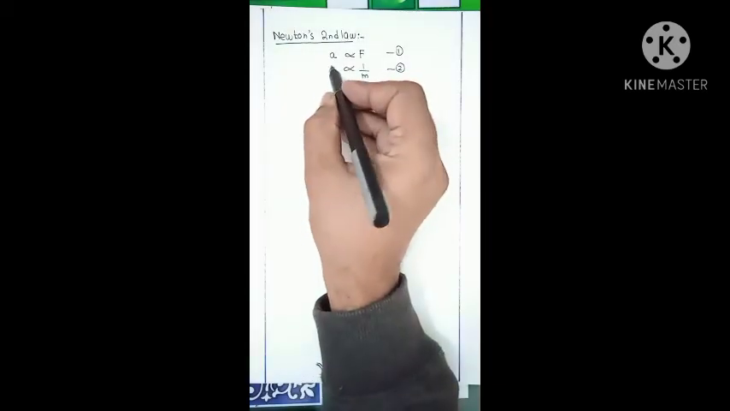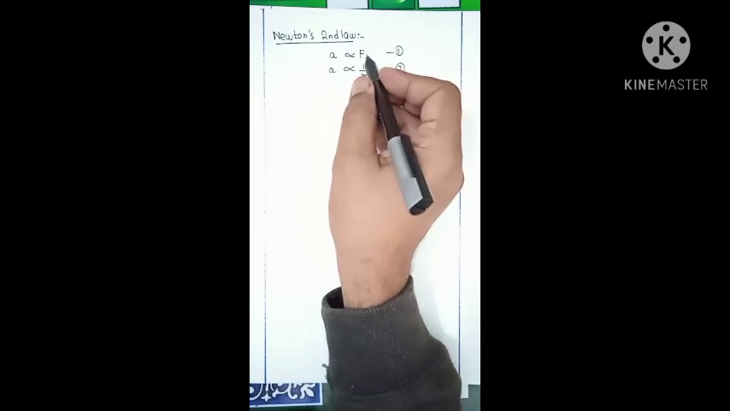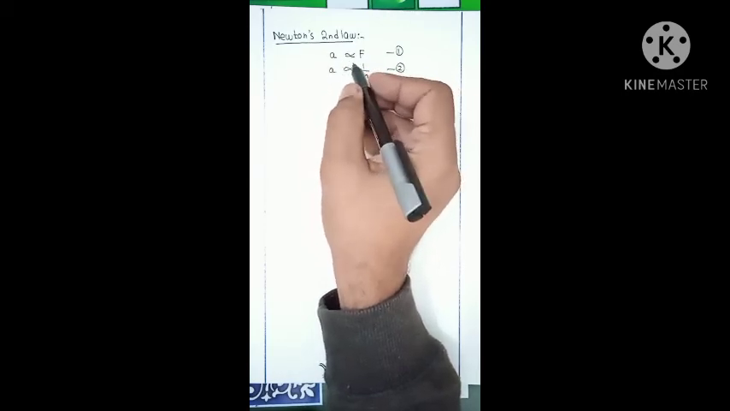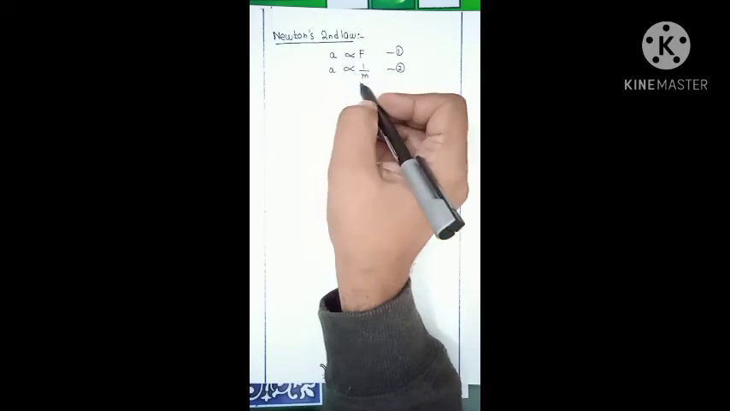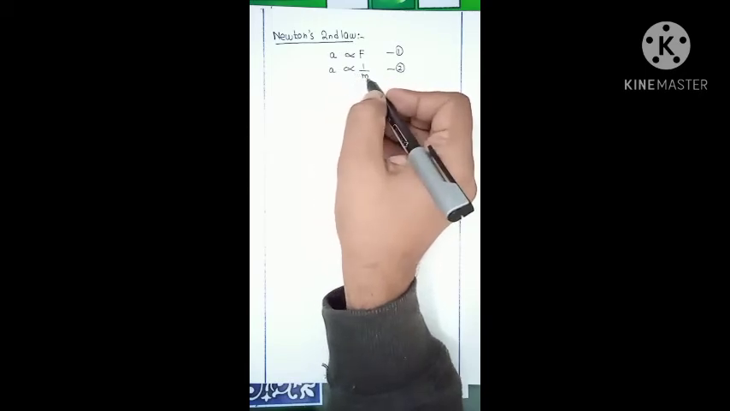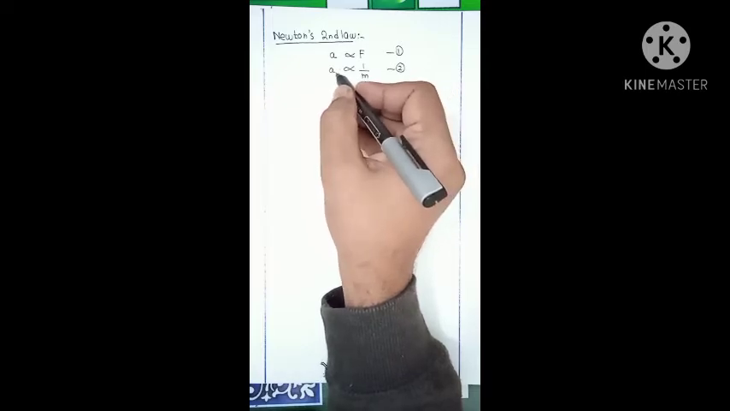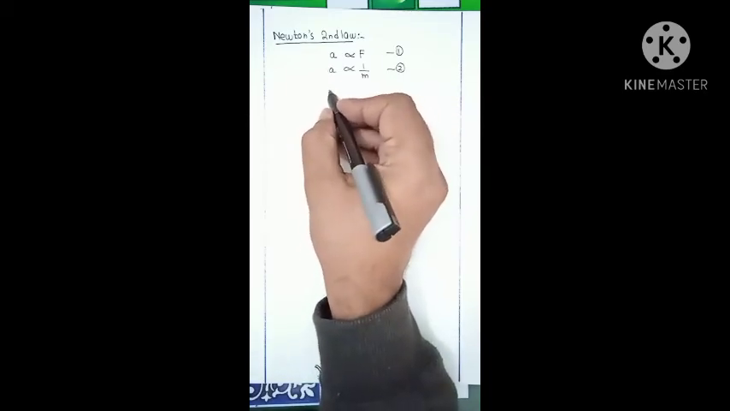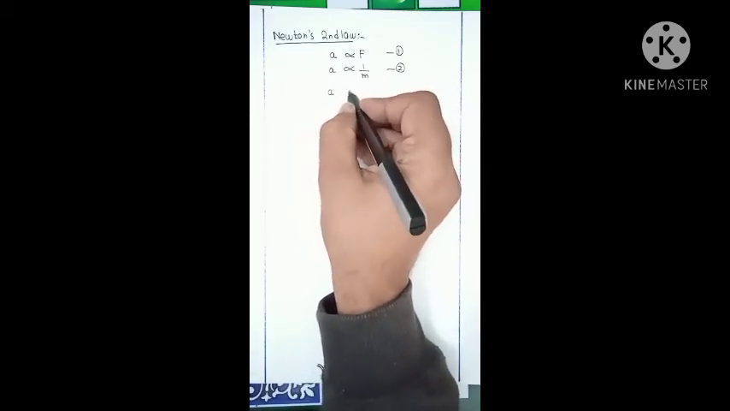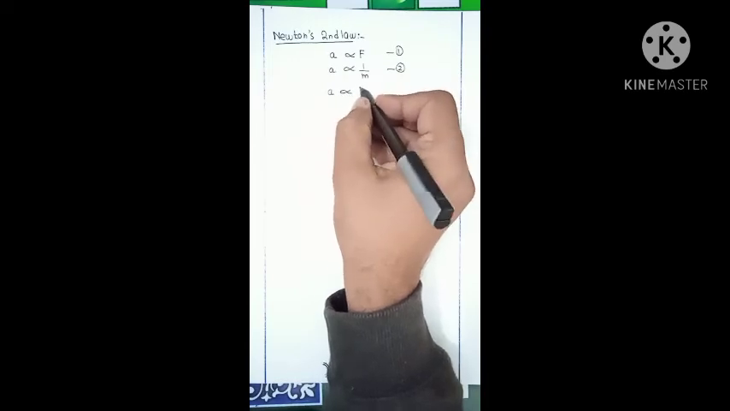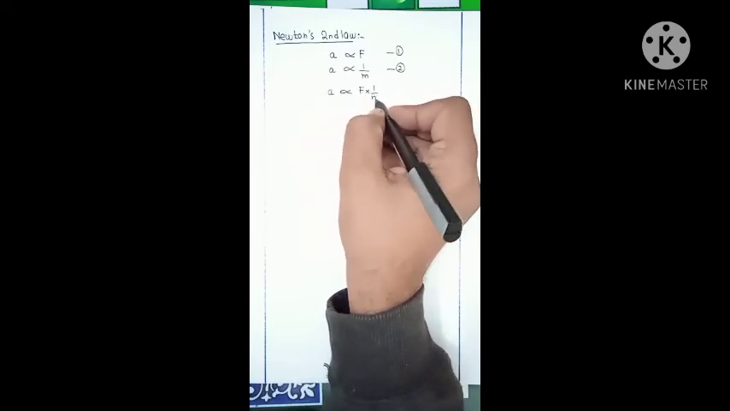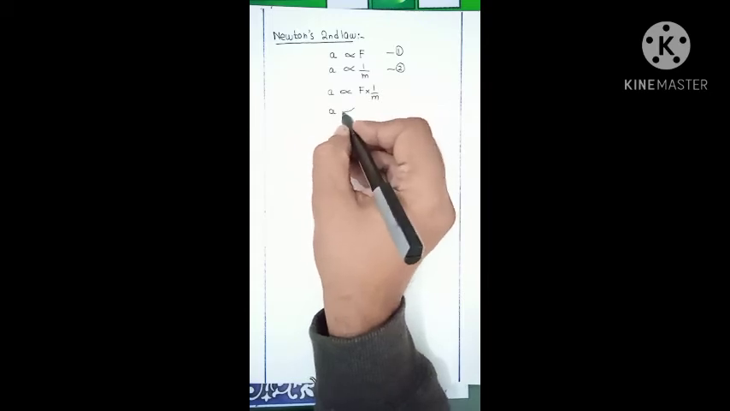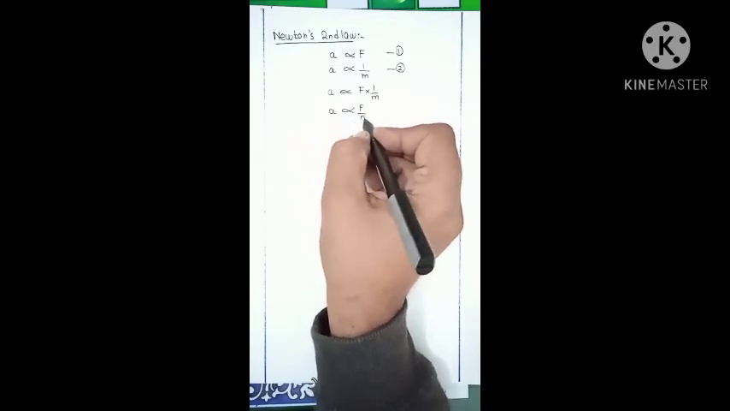Acceleration is directly proportional to force. Greater the force, greater will be the acceleration. Smaller the force, smaller will be the acceleration. Now, acceleration is inversely proportional to mass. The mass of a truck is very large, so its acceleration is smaller, and vice versa. Combining two equations, acceleration is directly proportional to force, inversely proportional to mass. So a is proportional to F over m.